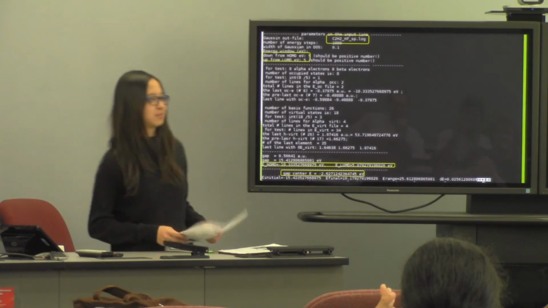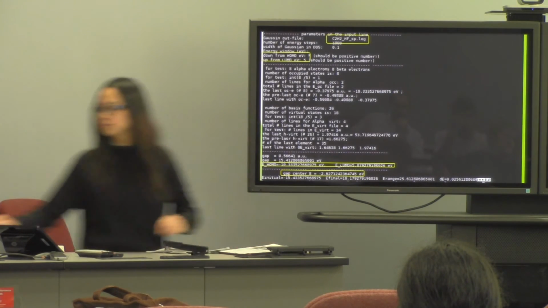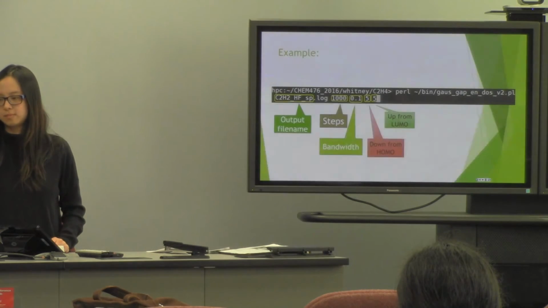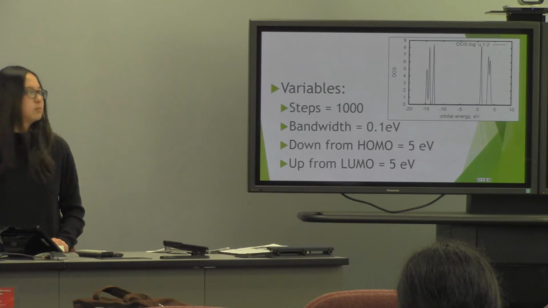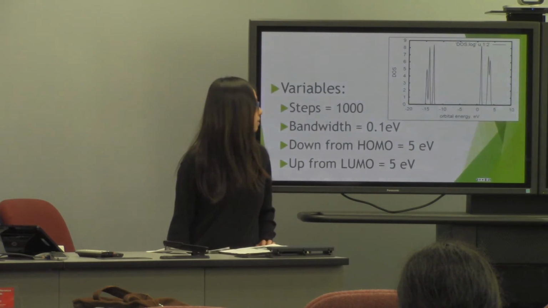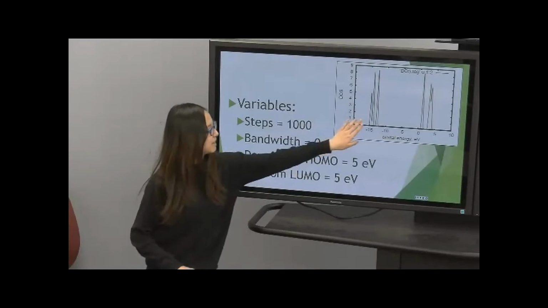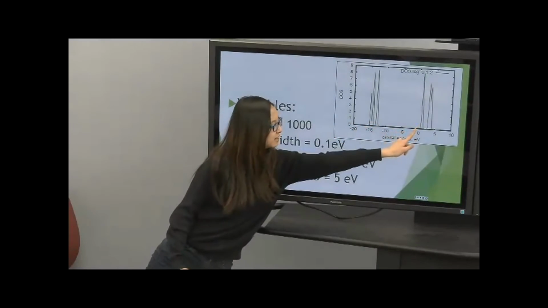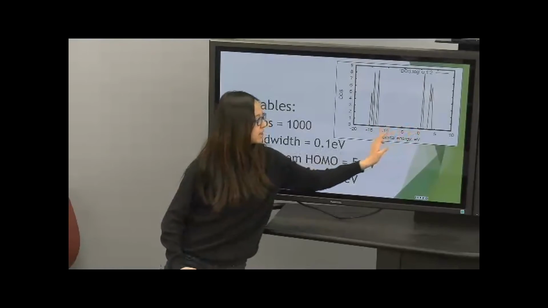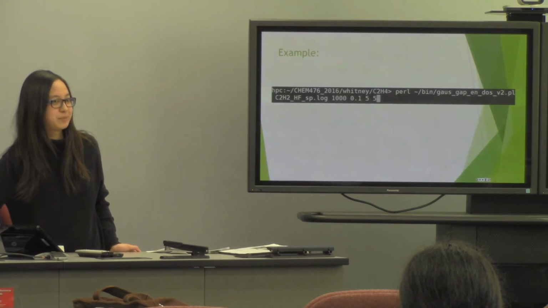Any questions about density of states? Can you scroll to the image? Will you please show on the image what is the HOMO, what is the LUMO, and what is the gap? This is the HOMO, this is the LUMO, and the gap is between here and here, which is about 15, I think. So what's the difference between states and orbitals?